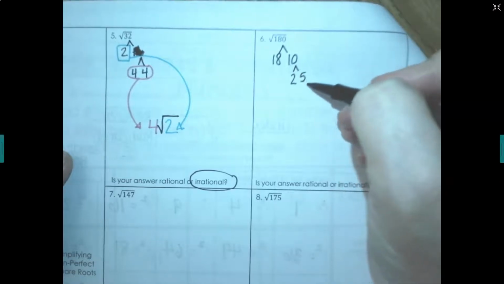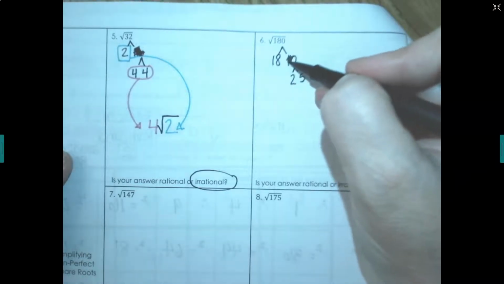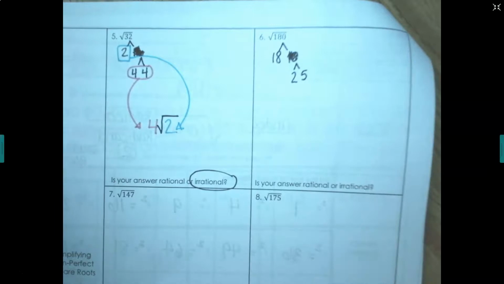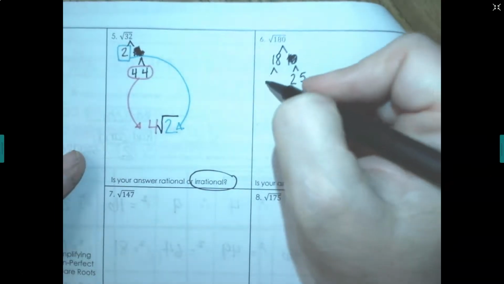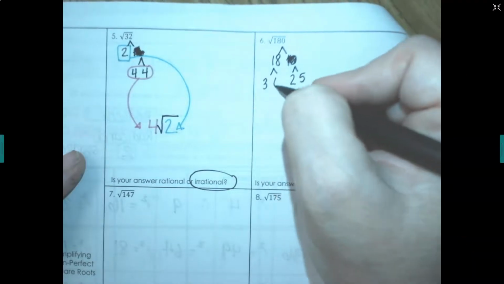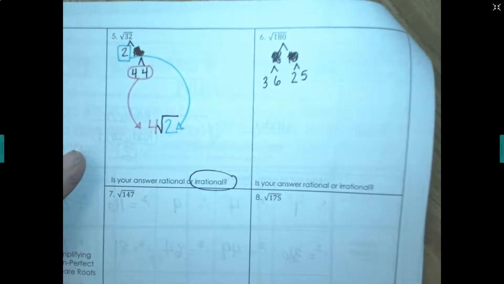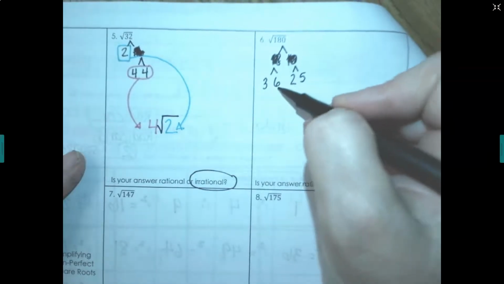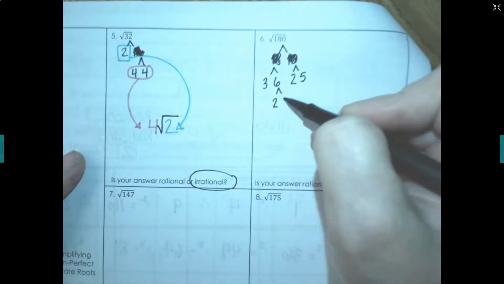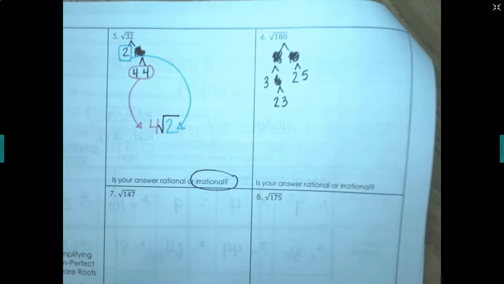Now 5 times 1 is prime. This won't break down, neither will the 2. So I can't take these down any further. I'm going to cross off the 10 because I rewrote it as 2 times 5. Now 18, I can write a couple different ways. I could say 3 times 6 is 18. I rewrote 18, so I'm going to cross it off. 3 will not break down again, but 6 can, to 2 times 3. So I'm going to cross out the 6 because I rewrote it as 2 times 3.